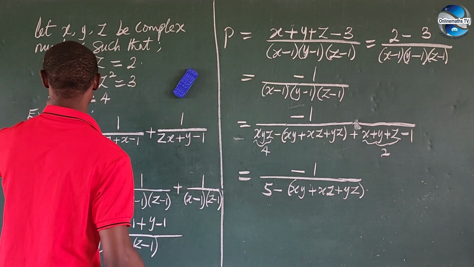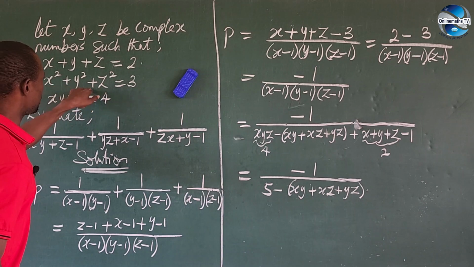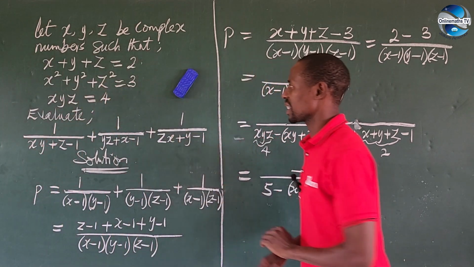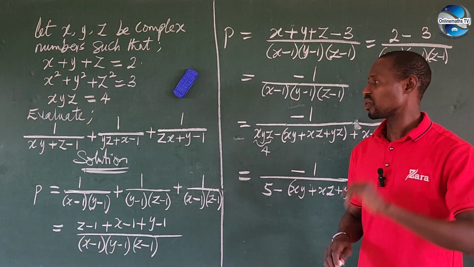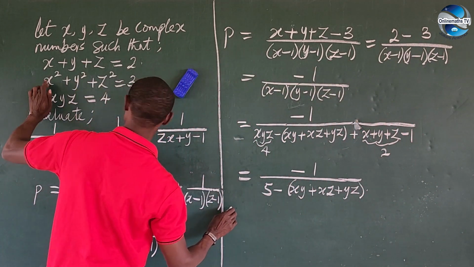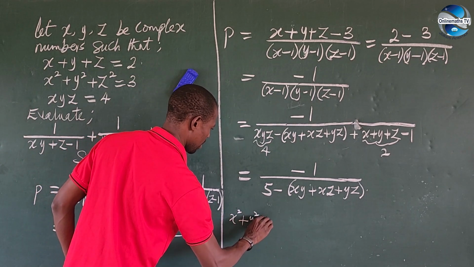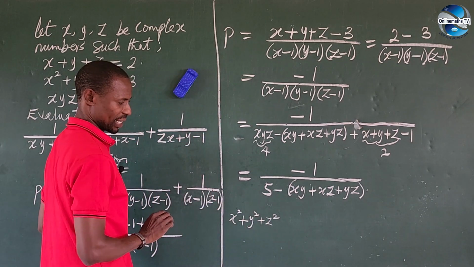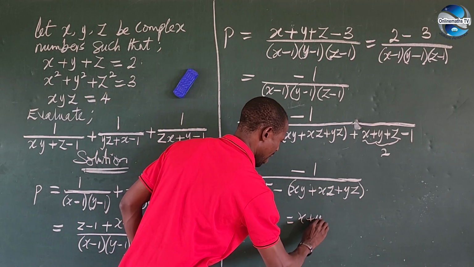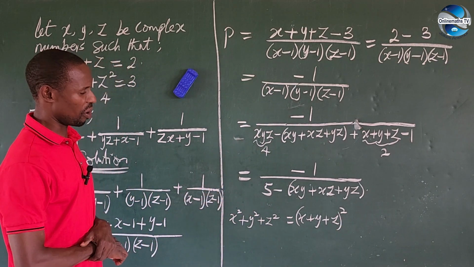All we need to do is look at the expression given here: x squared plus y squared plus z squared equal to 3. We have to do some manipulation from this place. So what am I going to do here? Watch what I'm going to do. From this expression, we have x squared plus y squared plus z squared, right? This is also our x plus y plus z all squared. We can express this in this format.